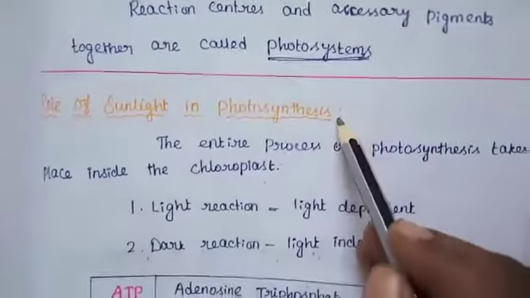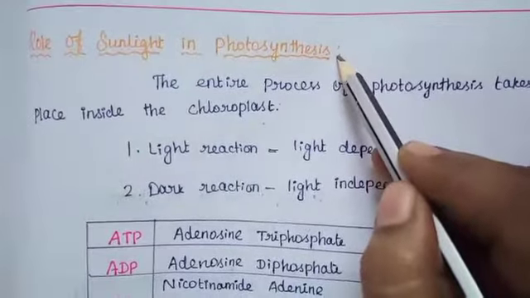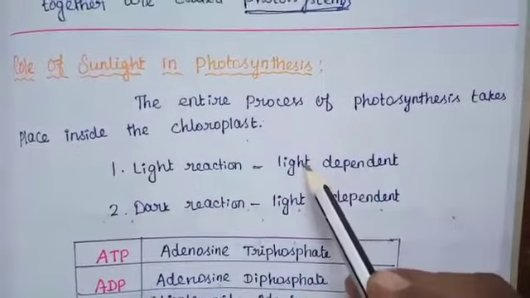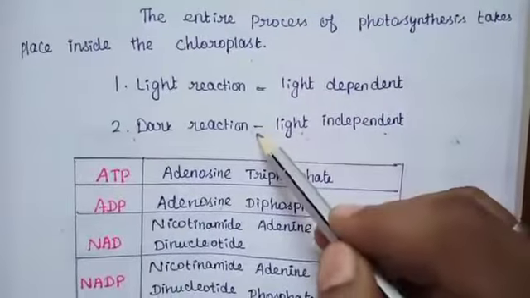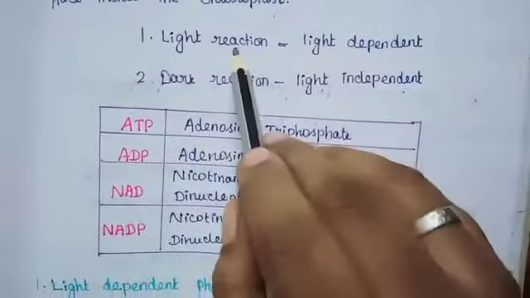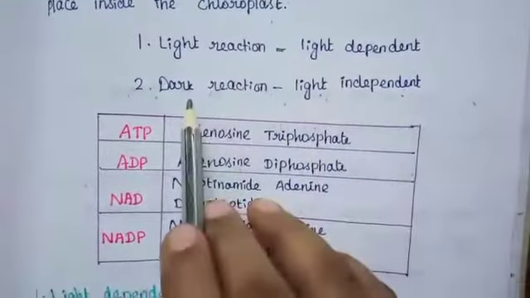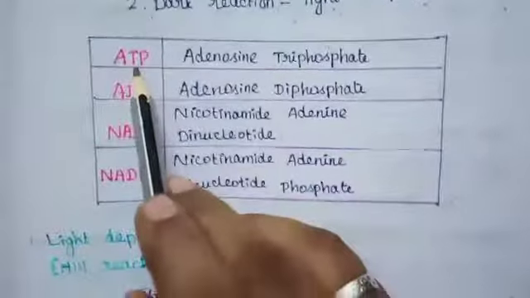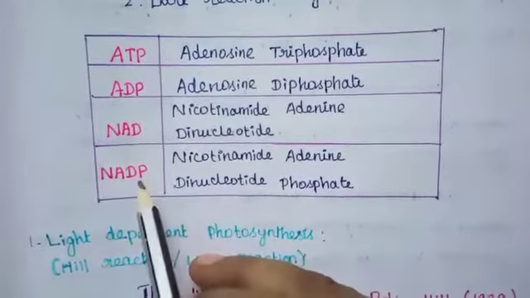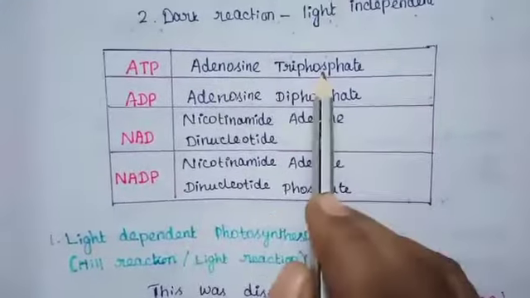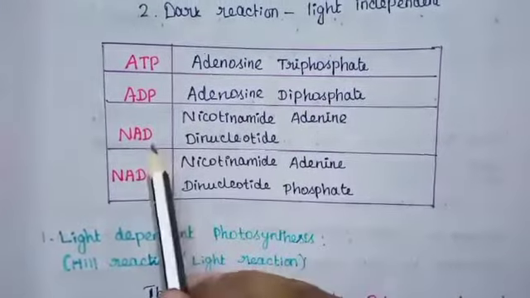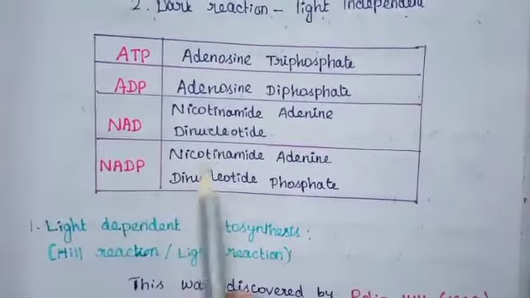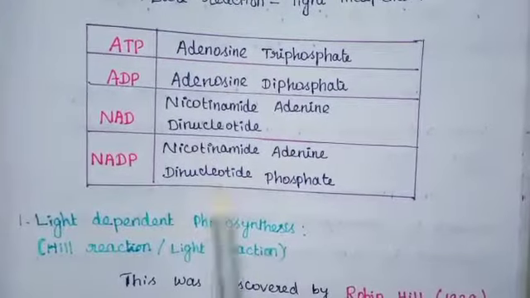Next topic, role of sunlight in photosynthesis. The entire process of photosynthesis occurs in the chloroplast. So there are two reactions. One is light reaction and the other is dark reaction. Light dependent reaction, light reaction. Light independent reaction, dark reaction. Before that, you should know the expansion of ATP, ADP, NAD, NADPH2. ATP, adenosine triphosphate, ADP, adenosine diphosphate, NAD, nicotinamide adenine dinucleotide, NADP, nicotinamide adenine dinucleotide phosphate.